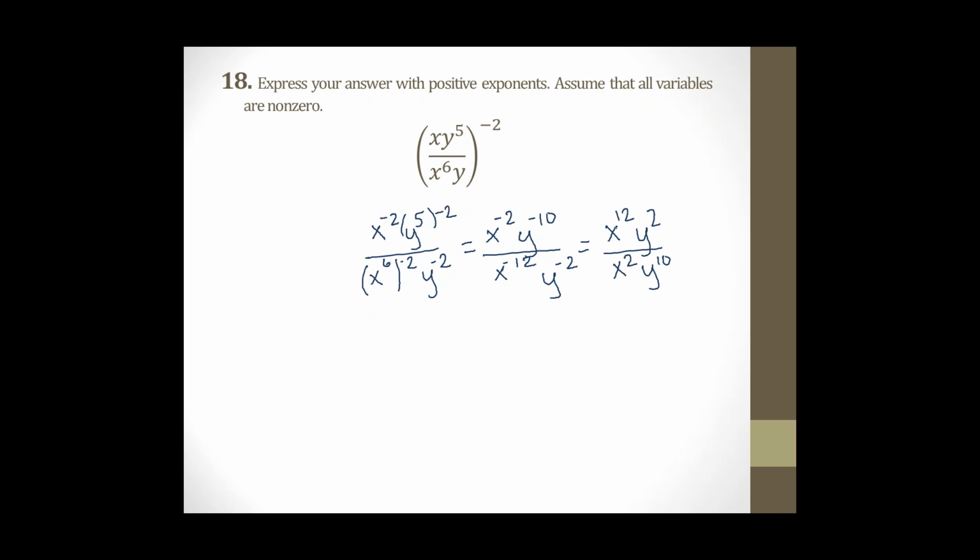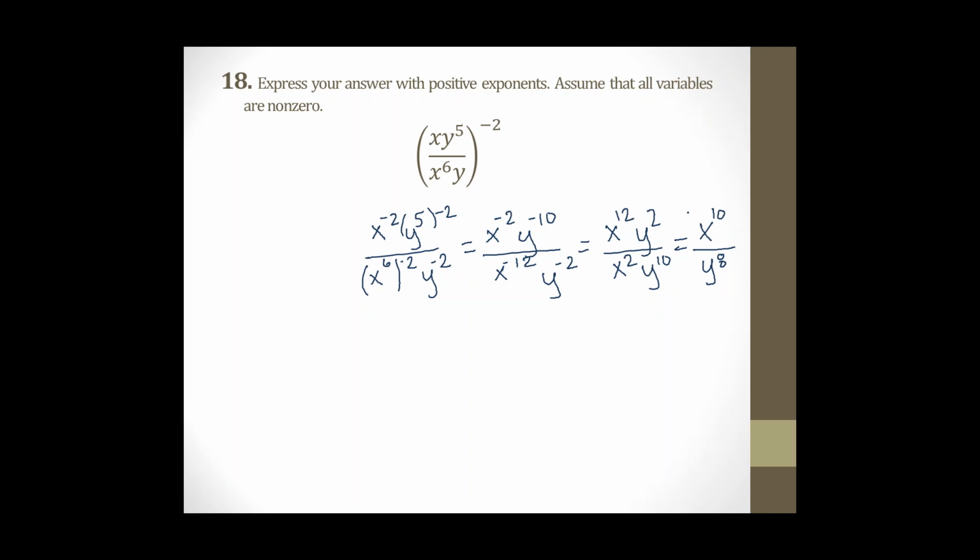So I have x to the 12th over x to the 2nd. If I subtract my exponents, I'm left with x to the 10th at the top. And then I have y to the 2nd over y to the 10th. If I subtract, I'm going to have y to the 8th. And since my exponent is larger at the bottom, that's going to go to the bottom. So my final answer is x to the 10th over y to the 8th.